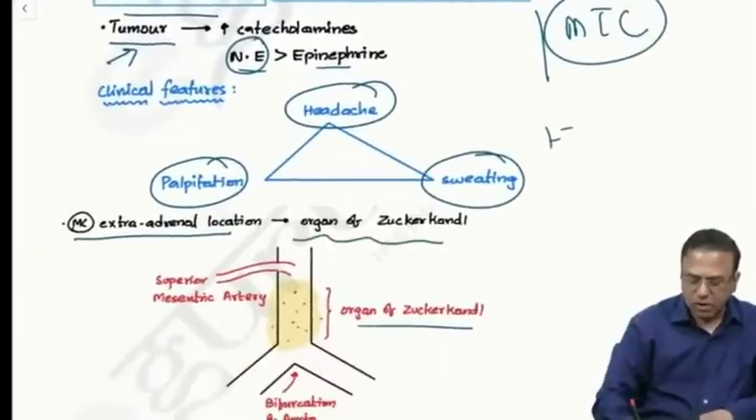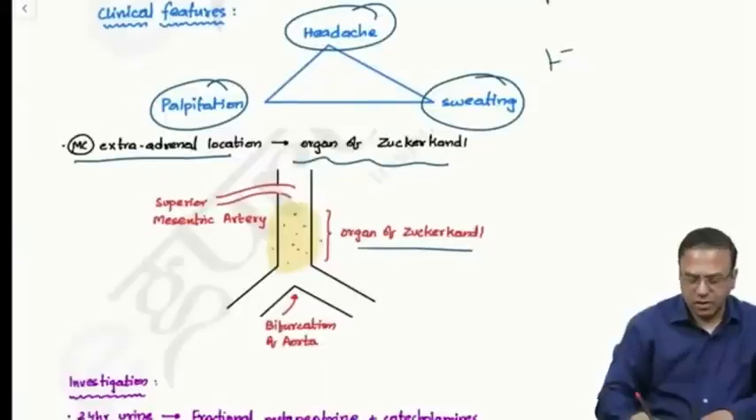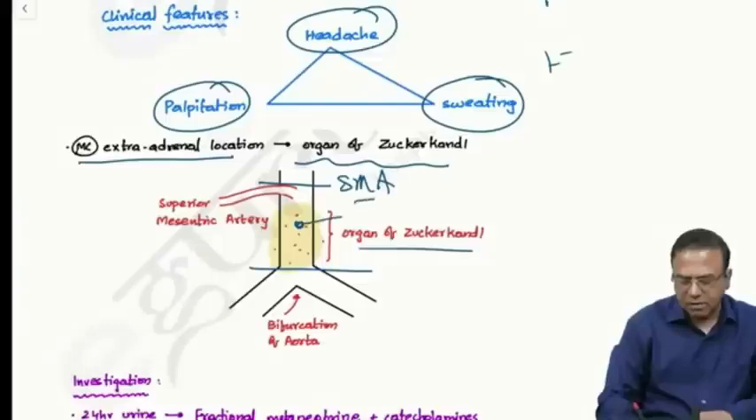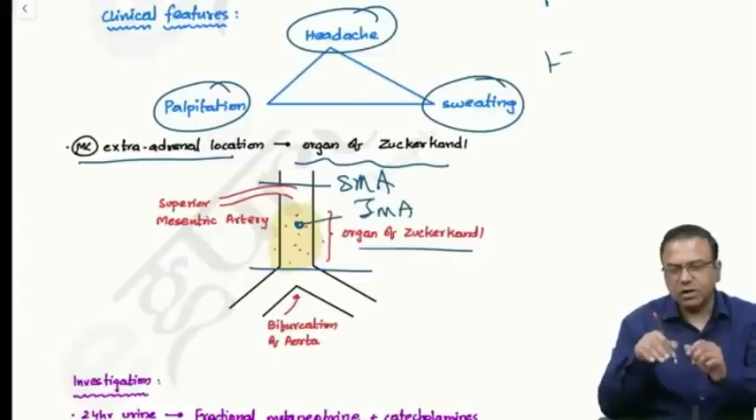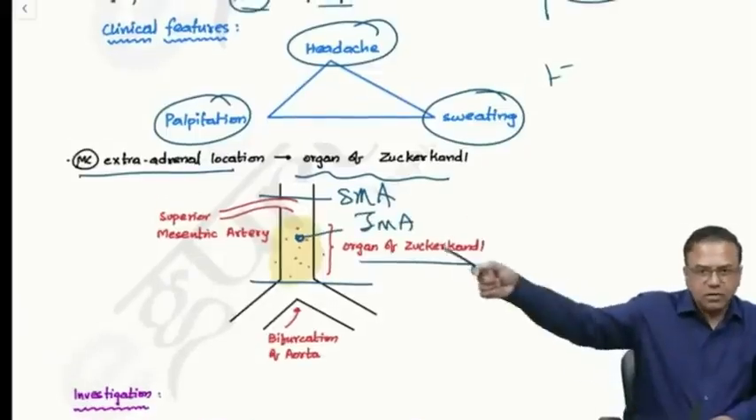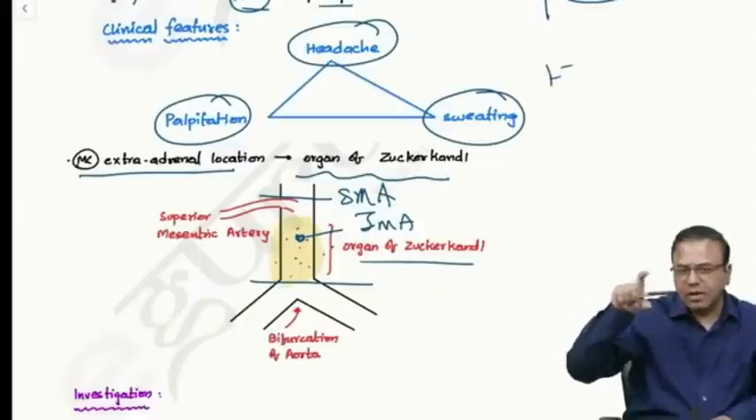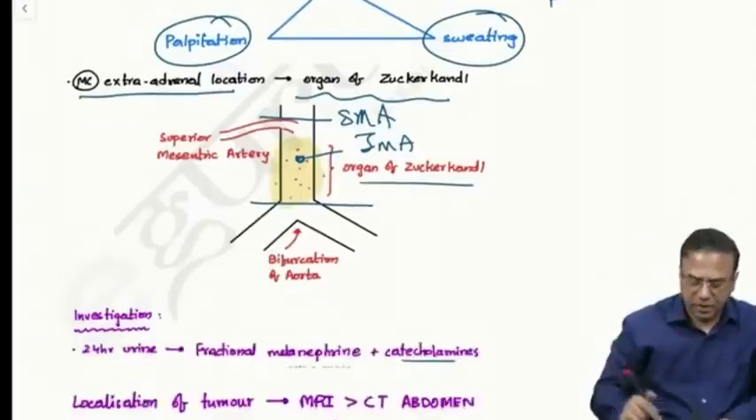Most of them are located in the adrenal. The most common location outside the adrenal is the organ of Zuckerkandl. This is an area from the superior mesenteric artery till the bifurcation point of the aorta. Most of them will be at the level of the inferior mesenteric artery. Around the inferior mesenteric artery you will find them. This entire zone from SMA to bifurcation point is known as the organ of Zuckerkandl. This is the periaortic ganglia that are converting into pheo.